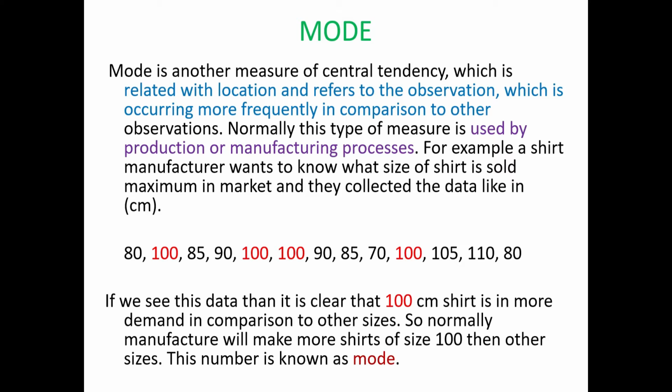Mode. This is another measure of central tendency. It is related to location and refers to the observation, that is, how many times that observation is repeating itself, how many times it is occurring. Normally we use this for production and manufacturing purposes. For example, a shirt manufacturer. Now, which type of shirt, which size of shirt should he manufacture? This is a $1 billion question.